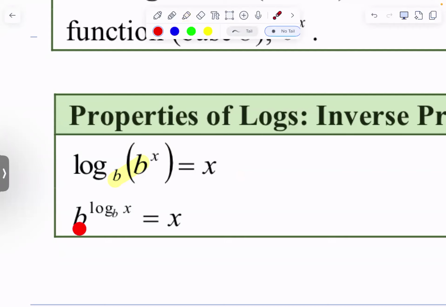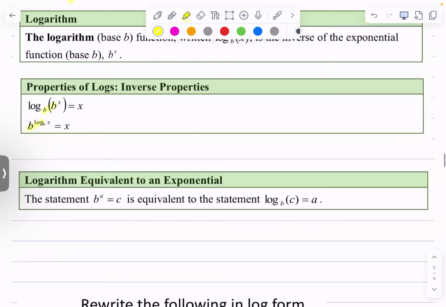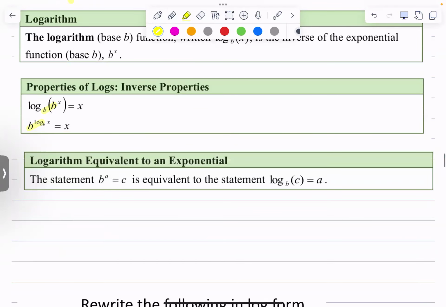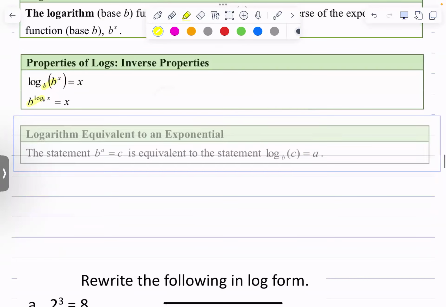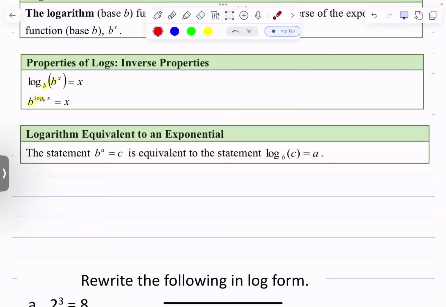That's because they undo each other. It also means that b to the power of log base b of x, again, the two undo each other, and you're left with x. So it's really a way of simplifying and solving for something when x is usually in the power.